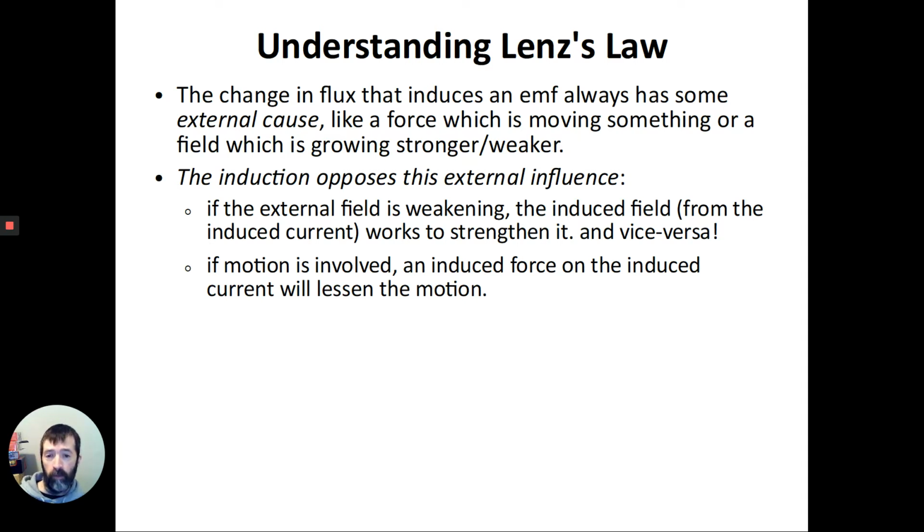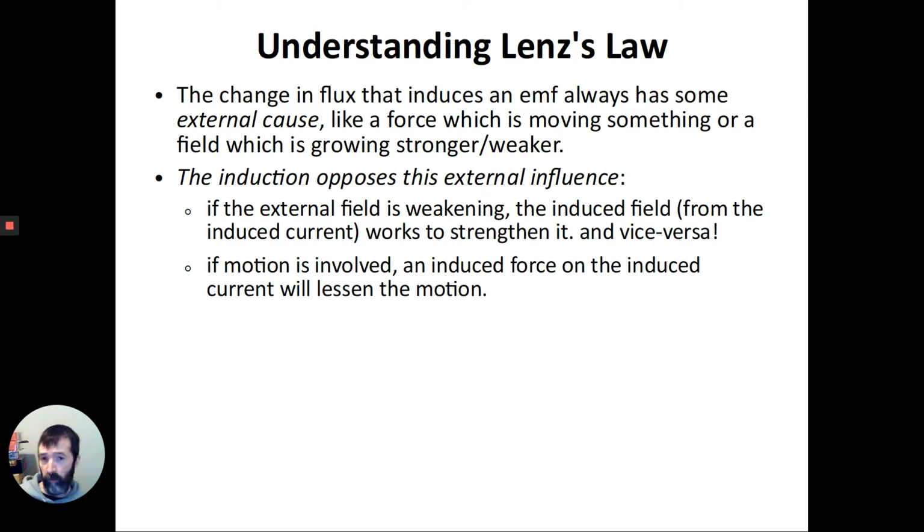So as an example, if you have a wire in some external magnetic field, and that magnetic field is getting weaker, the field that comes from the induced current is going to try to strengthen the field. And the opposite is true also. If you are turning off your electromagnet and weakening the magnetic field through a wire, you're going to get an induced current that tries to strengthen the field, to try to oppose the effect that caused the induction in the first place.